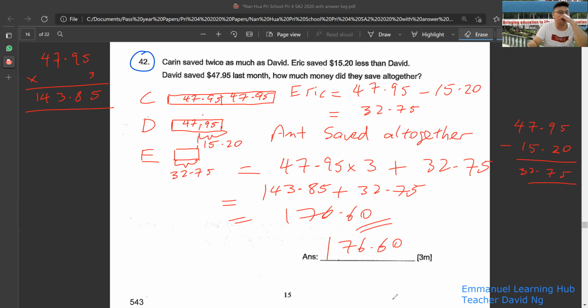Okay. Okay, you do again now. You add this one plus this one plus this one plus this one. You should get 176.60. Okay.